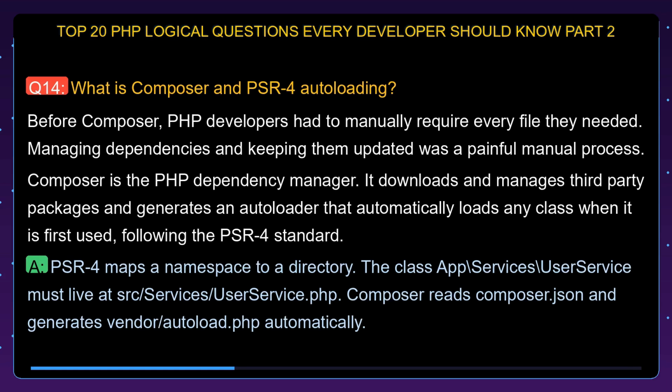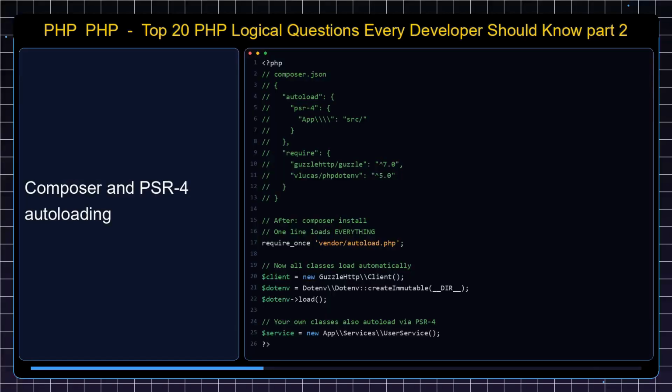following the PSR-4 standard. PSR-4 maps a namespace to a directory. The class App\Services\UserService must live at src/Services/UserService.php. Composer reads composer.json and generates vendor/autoload.php automatically. Composer and PSR-4 autoloading.